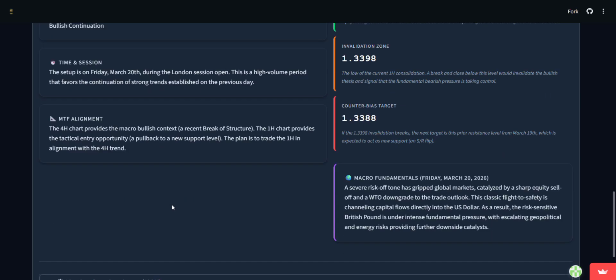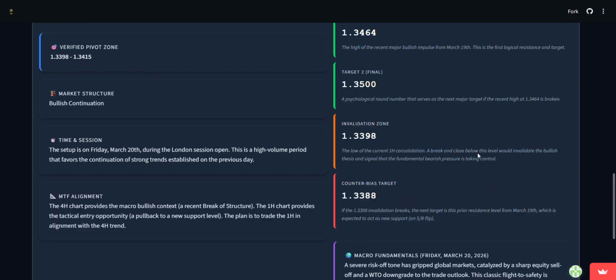Okay. The severe risk-off tone has gripped global markets, catalyzed by sharp equity sell-off and a WTO downgrade for the trade outlook. This classic flight to safety is channeling capital flows directly into the US dollar. As a result, the risk-sensitive British pound is under intense fundamental pressure, with escalating geopolitical and energy risk providing further downside catalysts.